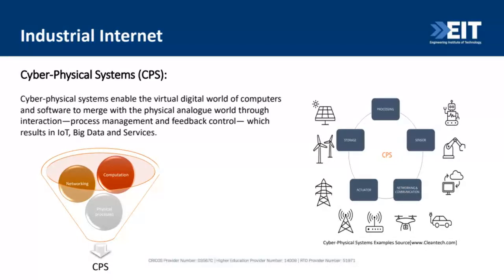And then we are going to talk about cyber physical system, which we mentioned previously as a part of industrial internet in Industry 4. So cyber physical system provides an opportunity for a digital world to be merged with analog world. It happens through interaction of process management and feedback control, and then it results in IIoT, big data, services in Industry 4.